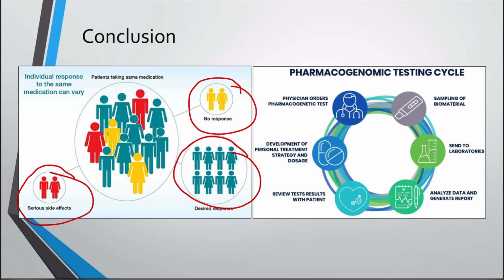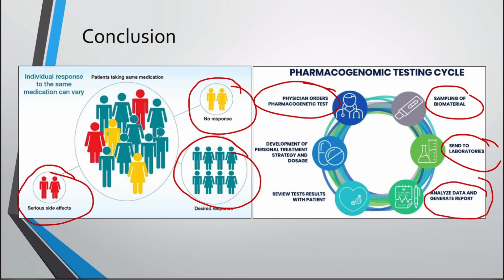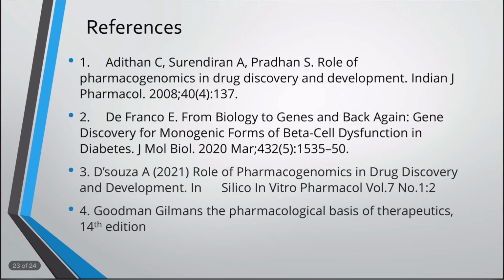So what happens is, first the physician orders a pharmacogenetic test, then the sampling of the biomaterial occurs, then it is sent to the laboratories, then we analyze the data and generate a report, then we review the test results with the patient, and this leads to the development of a personalized dosage regimen for the particular individual, because all individuals have different genetic makeup leading to different dosage requirements. So this is the implication of pharmacogenomics and pharmacogenetics in the individualization of the dosage regimen for individuals. So these are the references which I have referred to for creating the slides.